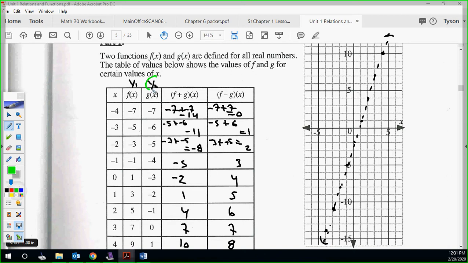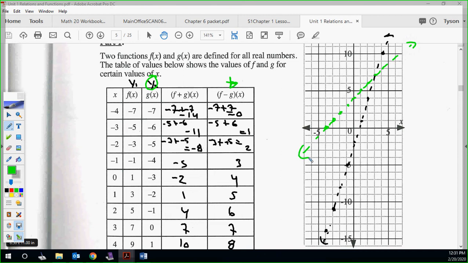Switch colors for this one. My second function would be -4, oh sorry, this is the one we just did. All right, -4, 0, right there. -3, 1. And so it's going to go like this. It has a slope of 1. They share the point at 7 there, and then keep going here. So there are your two new functions.